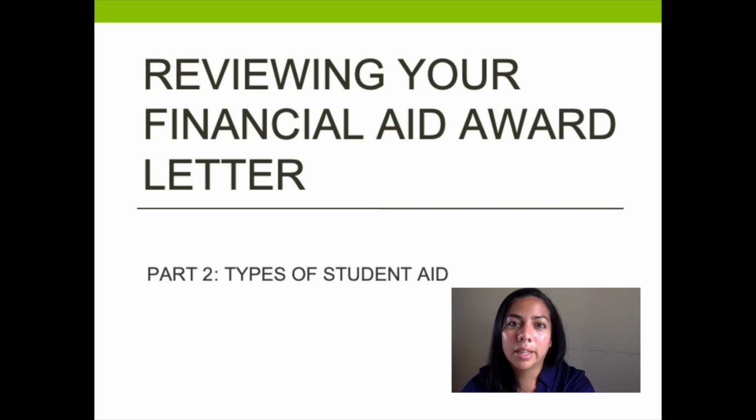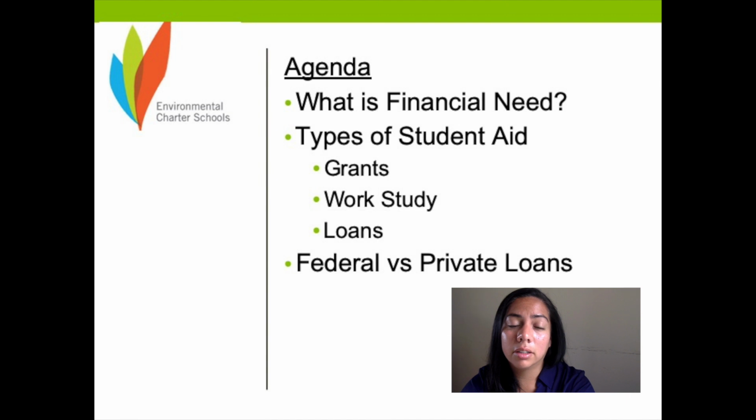During part one, we looked at cost of attendance and ways to cut that cost. Now, during part two, we're going to look at financial need and where it comes from, and then we're going to take some time reviewing the types of financial aid offered to you. By the end of this video, you should be able to know what loans are better than others. And so let's just get started.